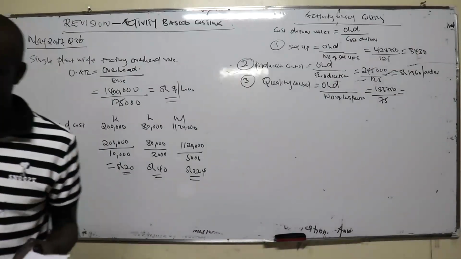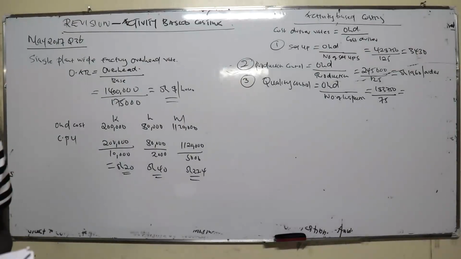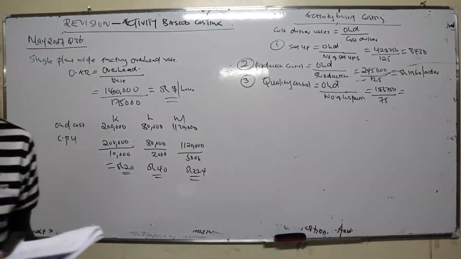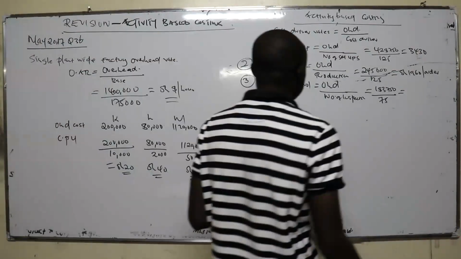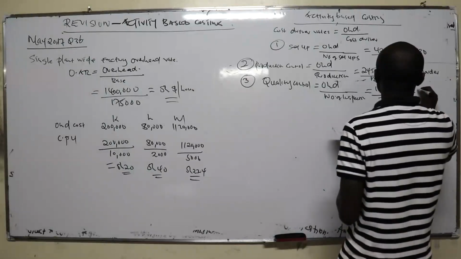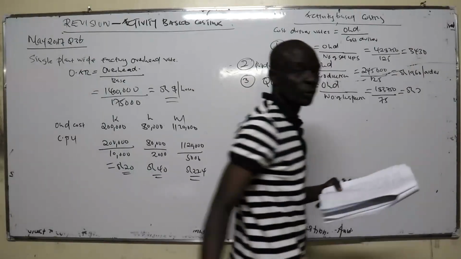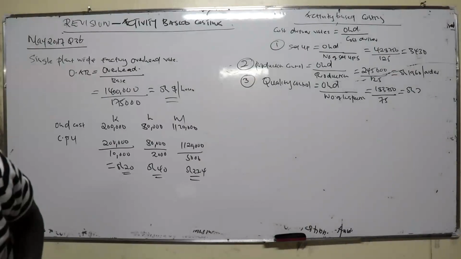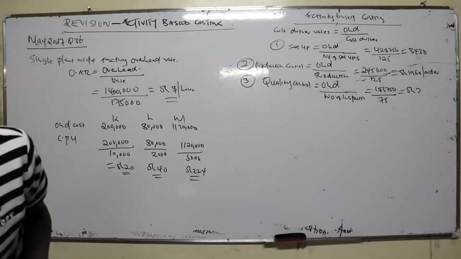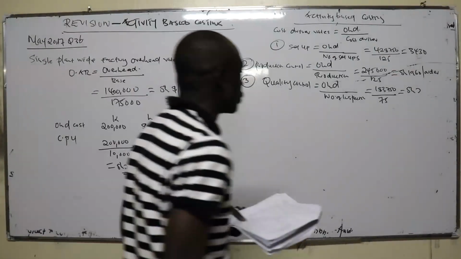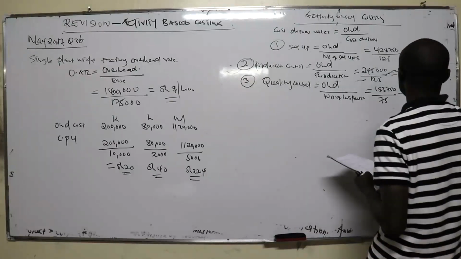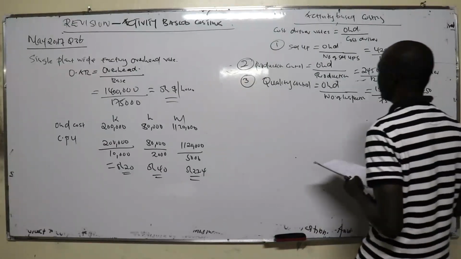So 183,750, you divide by 75. So that one is going to give you 2450 per inspection. So this one is going to be shillings 2450 per inspection.